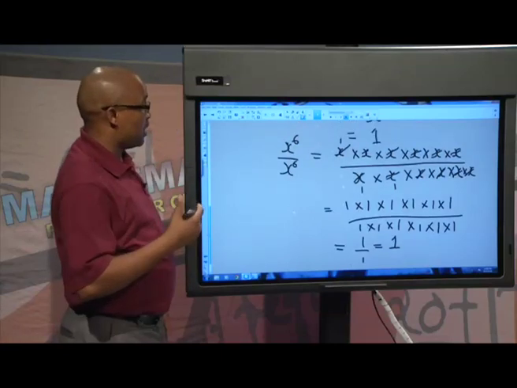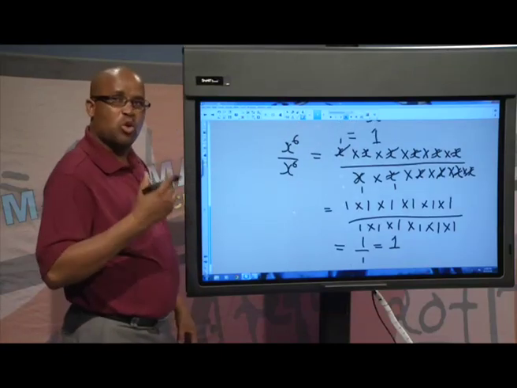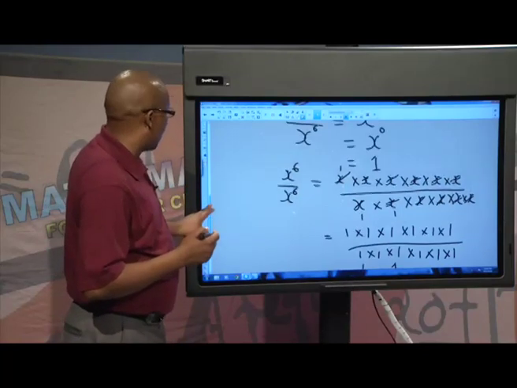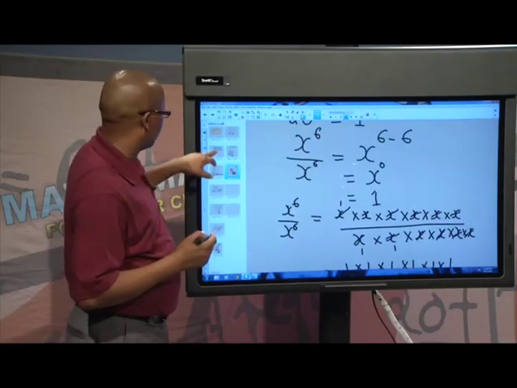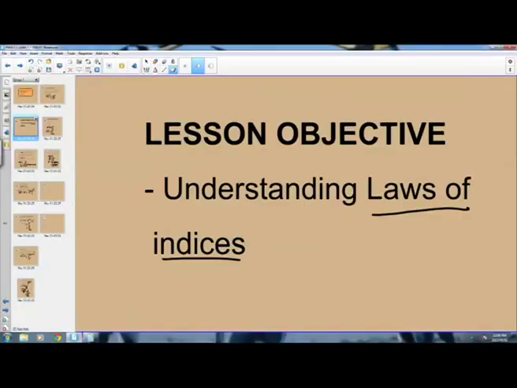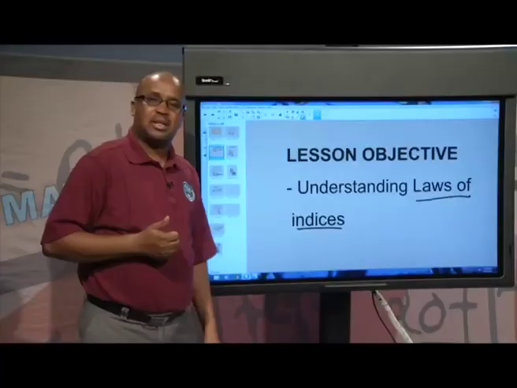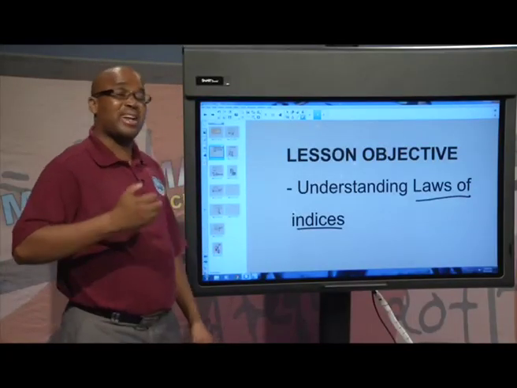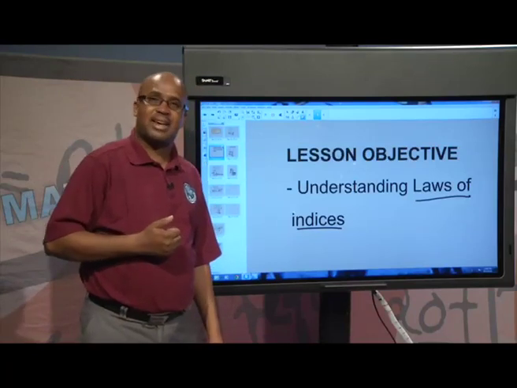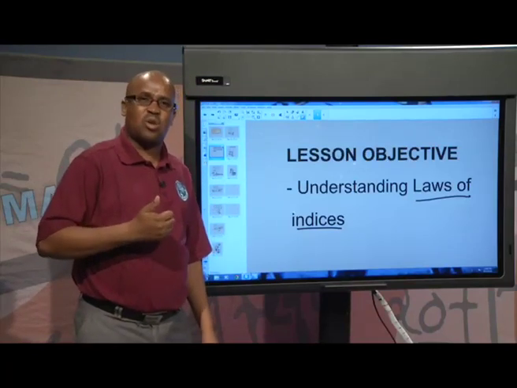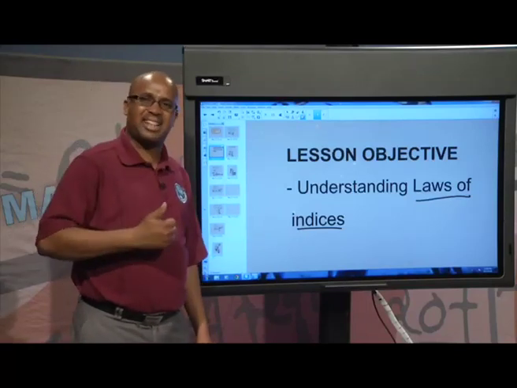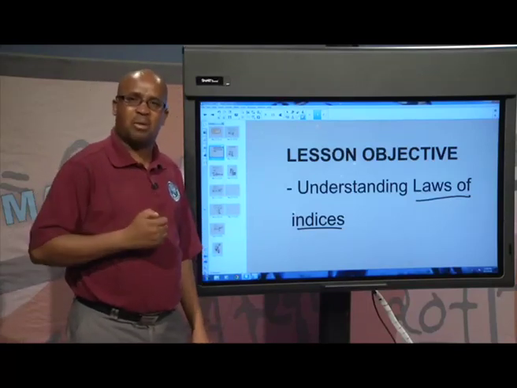We have now come to the end of today's lesson, but before we conclude, let us go back and recap, or rather look at what we did today. The lesson objective says understanding the laws of indices. And remember, we dealt with the multiplication law of indices. What does it say? When multiplying like bases, you keep the base and then add the powers.